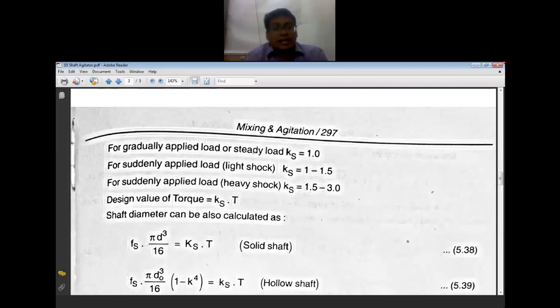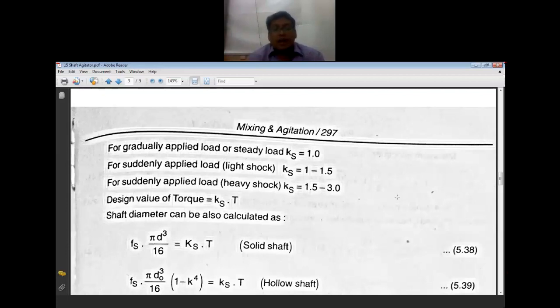And the second situation is for suddenly applied load, light shock. That means speed is increased from 2 to 3 or from 3 to 4. Here Ks is taken as the value of 1 to 1.5. And for suddenly applied load, heavy shocks, that is speed is increased from 0 to 5 directly. So this is the suddenly applied load. The design value of torque is equal to Ks into T.